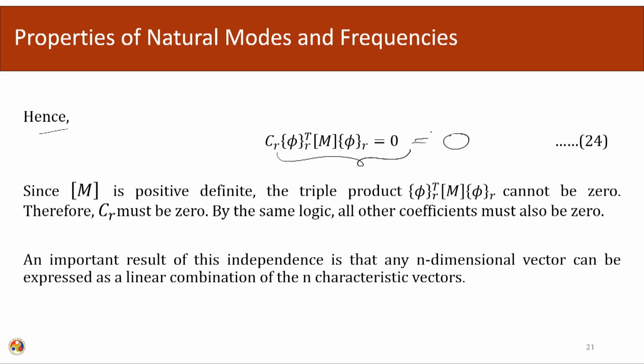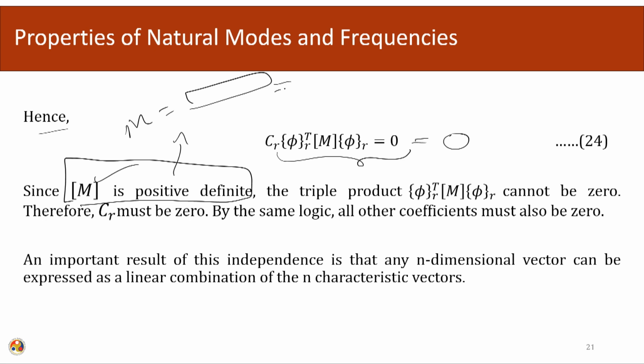Since M is a positive definite matrix, we have already established that M is positive definite. Why? Because if you write M in the quadratic form, it is non-zero, and we proved this by using the kinetic energy. Kinetic energy is half m v squared, and here the kinetic energy and velocity cannot be 0.